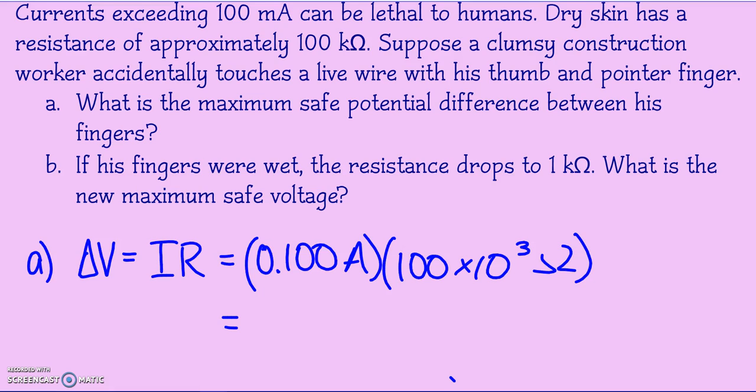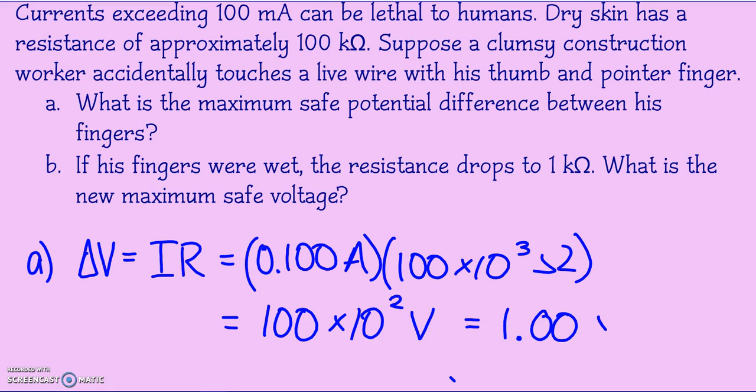All I have to do is move the decimal point one to the left. And so I end up getting 100 times 10 to the second volts, which in proper scientific notation would be 1.00 times 10 to the fourth volts. In other words, the maximum safe potential difference is 10,000 volts. That's a pretty big potential difference. So luckily, with that current, you can deal with pretty large potential differences.